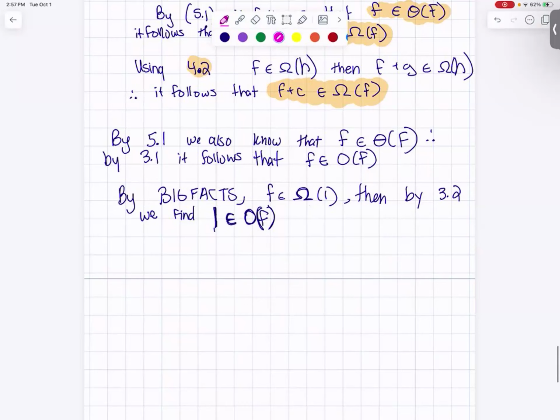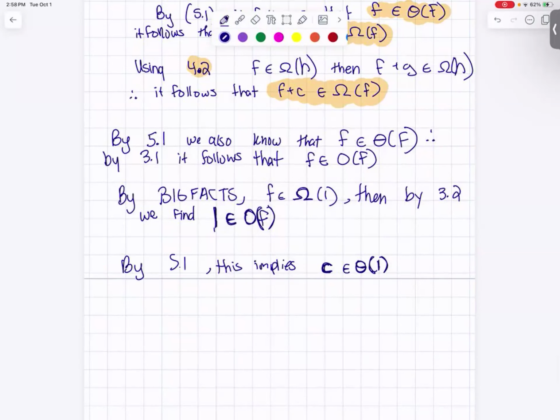So then what we can do is go back to 5.1 and look at, by 5.1, this implies C is also going to be in theta of 1, which we know to be true. This is something we've said multiple times throughout the course. Anytime you have a constant number of operations, it's constant. We just call it big O of 1. It means it doesn't rely on n. It means it has nothing to do with the input size.